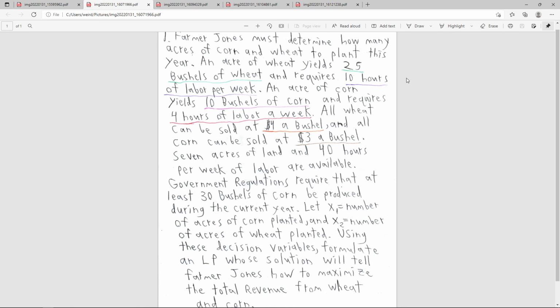Point is, an acre of wheat yields 25 bushels of wheat and requires 10 hours of labor per week. He's trying to figure out how many acres to plant, basically. An acre of corn yields 10 bushels of corn and requires 4 hours of labor a week. Those are two main things. And then how much they can be sold for: all wheat can be sold at $4 a bushel, and all corn can be sold at $3 a bushel. That's all the important stuff in the problem, what gives you the numbers you're going to use.